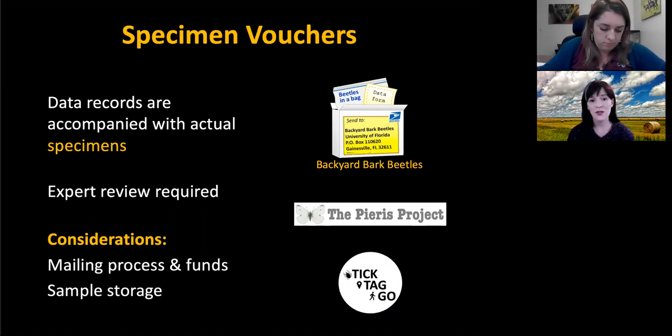And then also storing the samples. Sometimes a project can be too successful. I've seen that occur with tick projects in particular, where people were given the opportunity to send in their samples, and then the researchers were completely overwhelmed. They got thousands of samples. So now they have to figure out a place to store them and get through all of those specimens. So those are some things to consider if you're actually receiving specimens to validate your data.